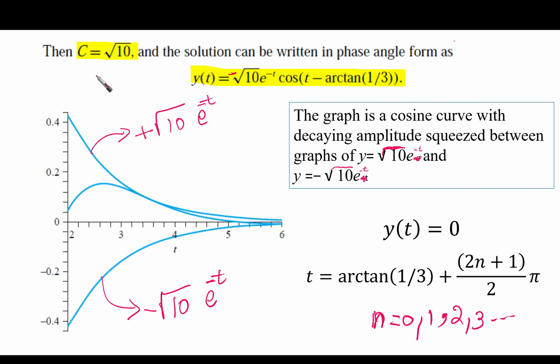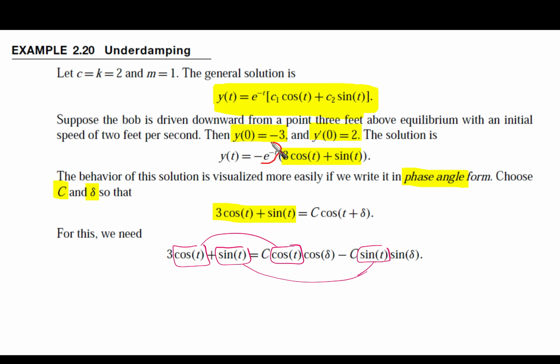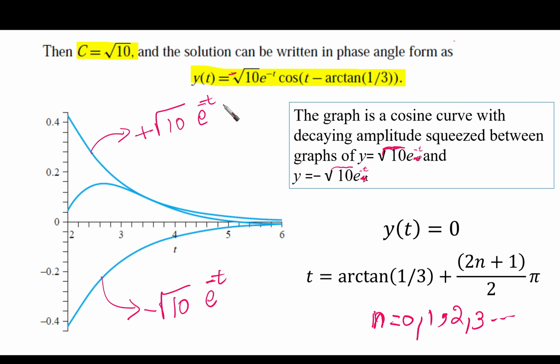So C is the square root of 10. Then our equation is going to be exactly cosine of t minus arctan. This is delta. And this is the square root, which is C, times minus e to minus t. This is from the original equation, okay? This is from the original equation. Let's go back to the original equation. Yes, we have here minus e to minus t. Okay, so we just put it here. This is minus e to the minus t, and cosine t minus, this is delta and this is C.